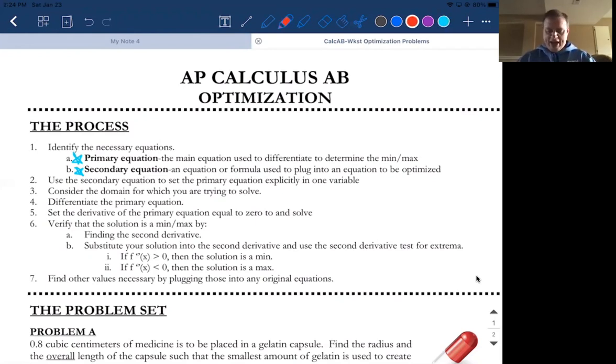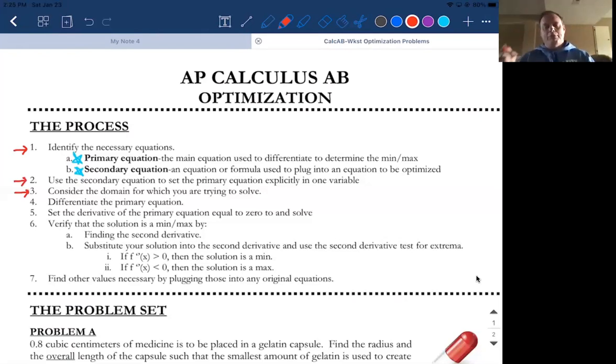Second of all, once we have identified the equations, we need to use the secondary equation to get the primary equation explicitly in the variable that we would like to use or solve for. So this involves taking an equation with multiple variables, solving it for one of the variables so we can substitute back into the primary. Third, when you optimize, you have to think about the domain. By that, I mean, are negative numbers allowed? Is 0 allowed? Do we have a certain window of numbers that we need to be working within? And that comes from the context of the problem and the equations that you set up.